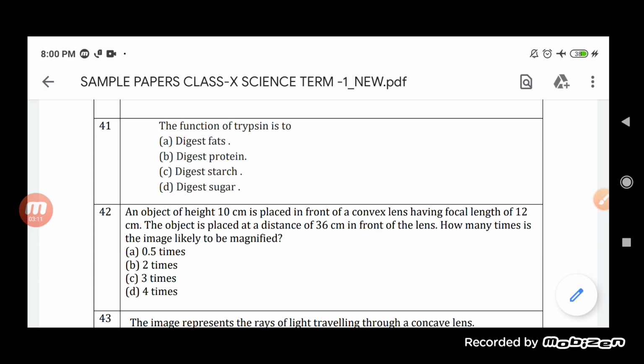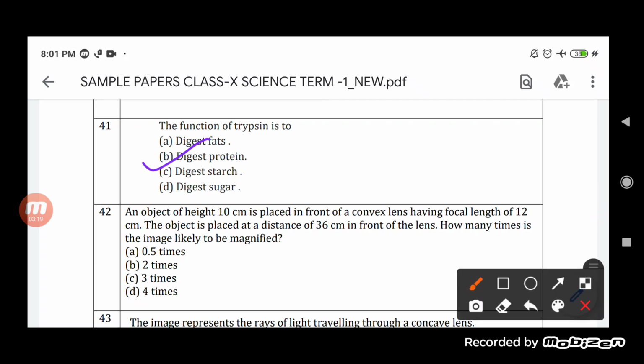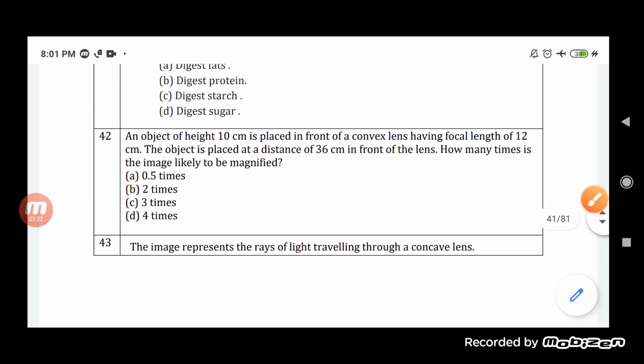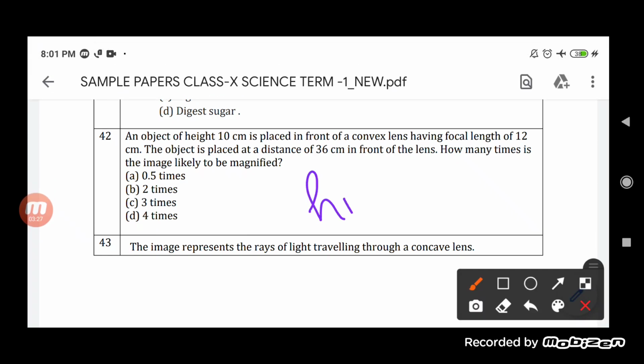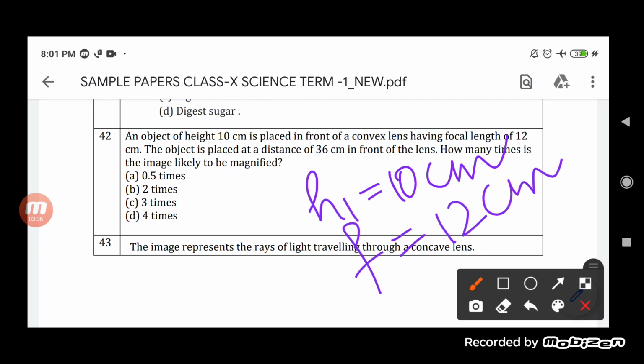So the function of trypsin is to help in the digestion of protein. Okay, so we can say that it helps in digesting protein. Now you see here students, an object which has a height of 10 centimeter, so h1 is equal to 10 centimeter, and it has a focal length of 12 centimeter, so f will be equal to 12 centimeter. Now the object is placed at a distance of 36 centimeter in front of the lens. So u is also given here, and that is minus 36 centimeter. How many times is the image likely to be magnified?